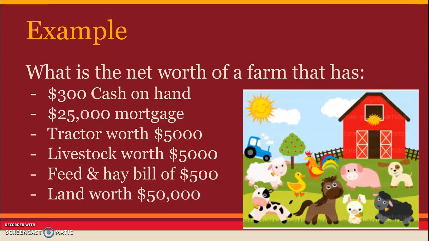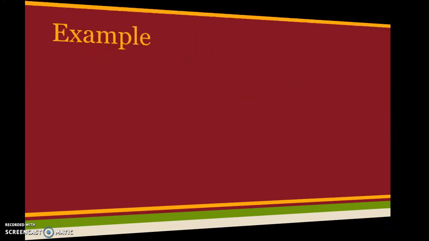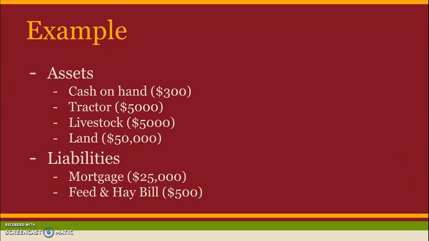It is an asset. A feed and hay bill of $500. That's a bill, that's a liability. It's a debt. And then land that's worth $50,000. You physically have the land. Now you have the mortgage on the land. That mortgage is the liability, but the land itself is an asset. So this is how it breaks down. There's your assets and there's your liabilities.